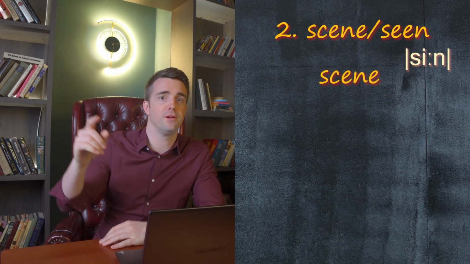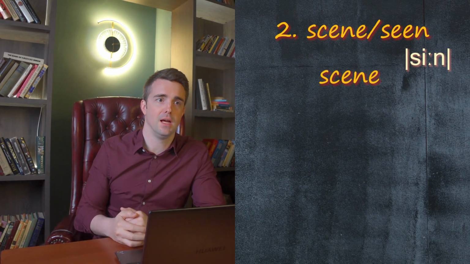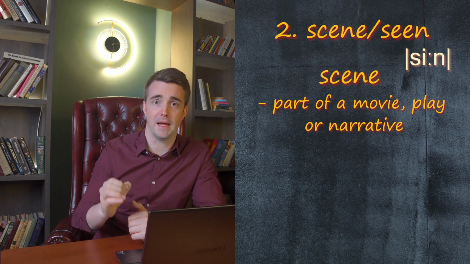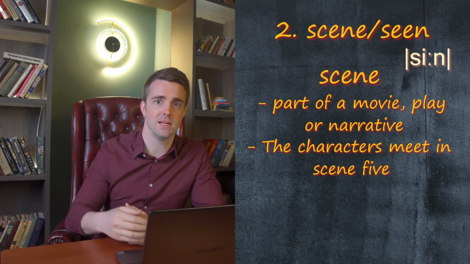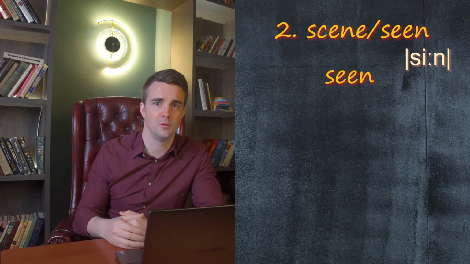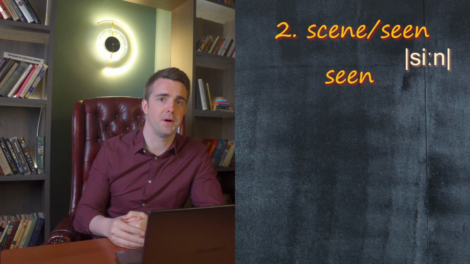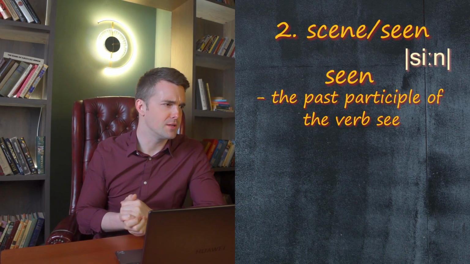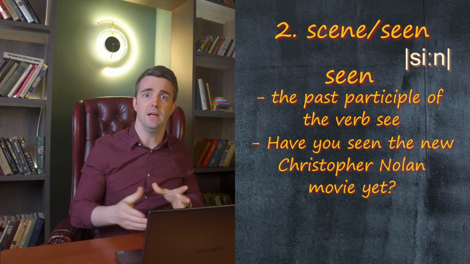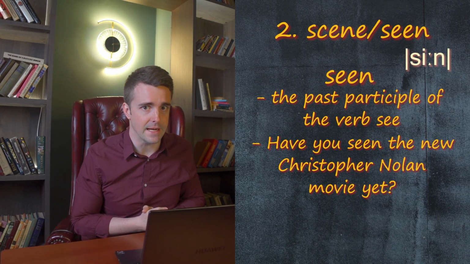Then we have scene and seen. So scene with a curly C is a part of a movie, part of a play, or part of a narrative. For example, the characters meet in scene 5. Whereas seen is the past participle of the verb see, I see. So for example, have you seen the new Christopher Nolan movie yet?